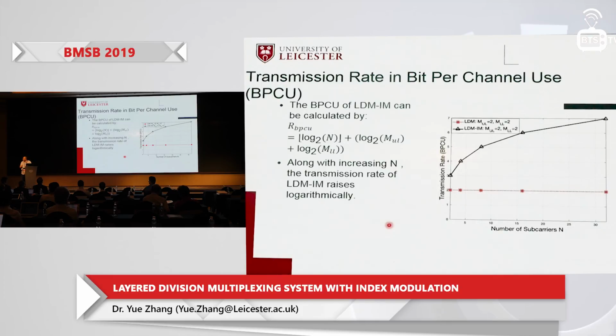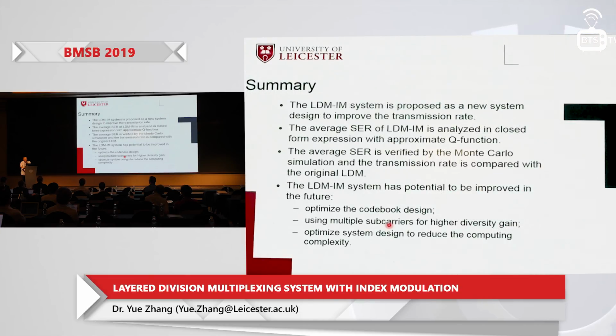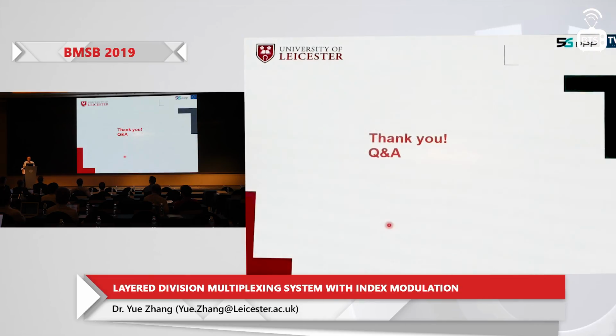And also for the transmission rates, we simulated that our proposed LDM-IM has a better transmission rate per channel use. Especially when you increase the size of the FFT, you get better performance. So this is a summary, and any questions?